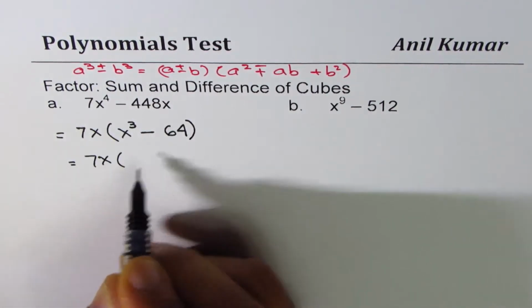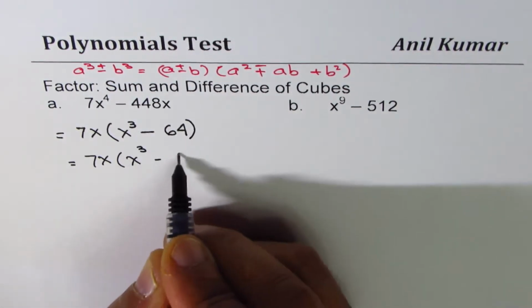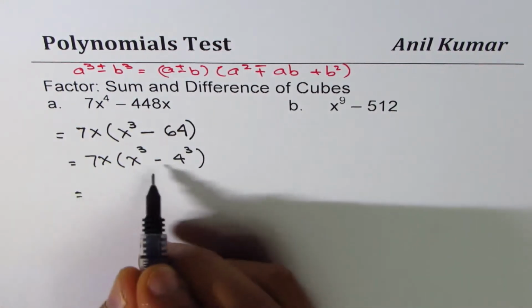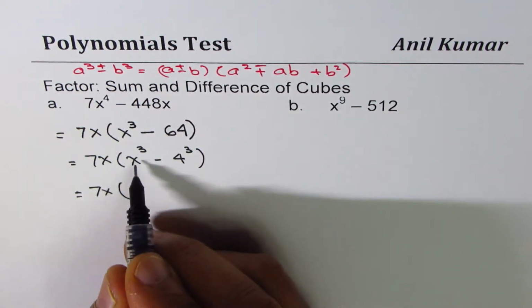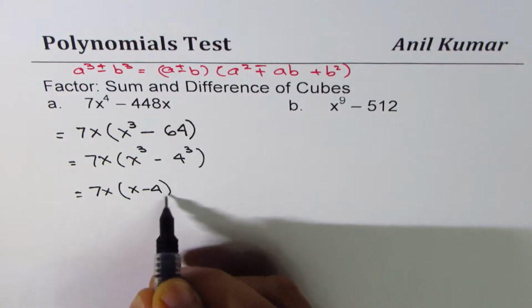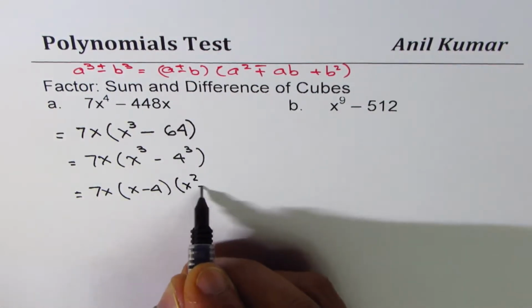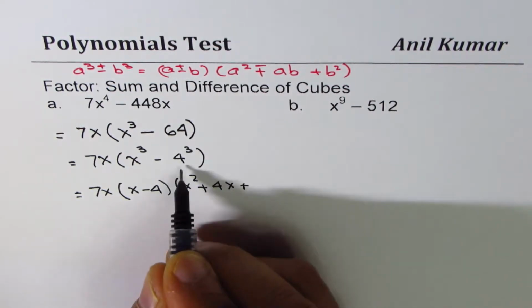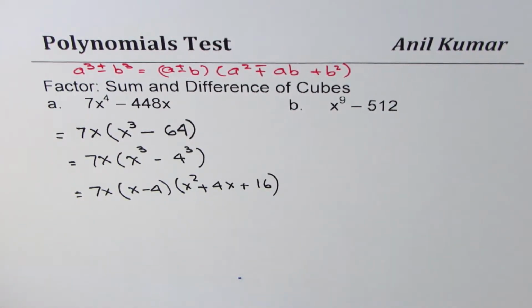Now 64, can you write this as cube of some number? 4 cube is indeed 64, right? Now we'll apply this formula. So we have 7x times x minus 4 times x squared plus 4x, just multiply them, plus 4 squared, which is 16, right? So that becomes the factored form for the given expression.